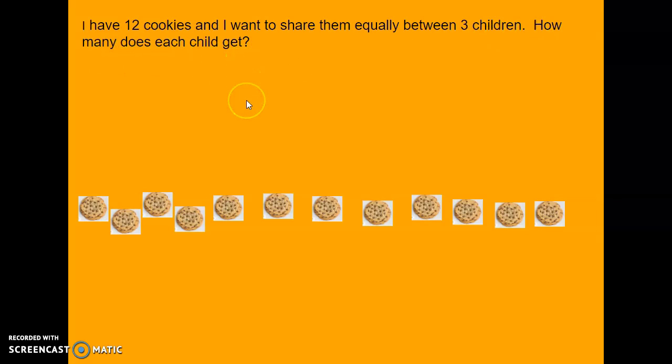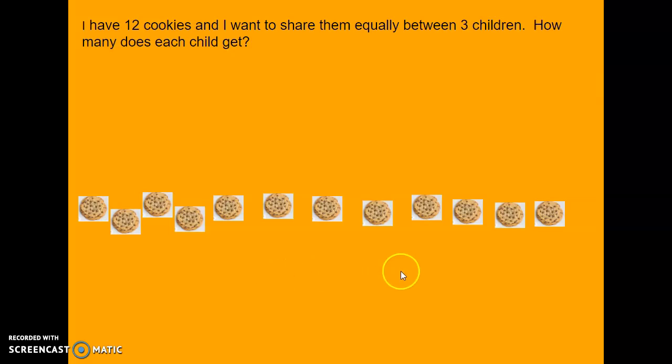Is it a sharing or a grouping problem? There's a bit of a clue, isn't there? It is definitely a sharing one because it tells us I want to share them equally. Okay, so we're going to have a go at sharing them and I'm going to show you how to do it.